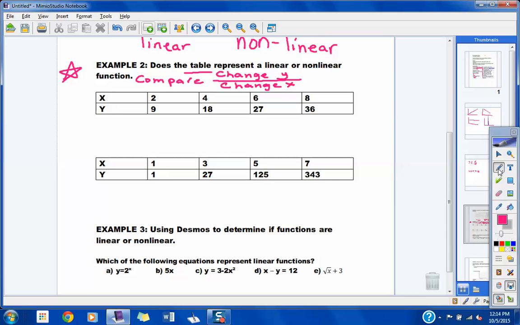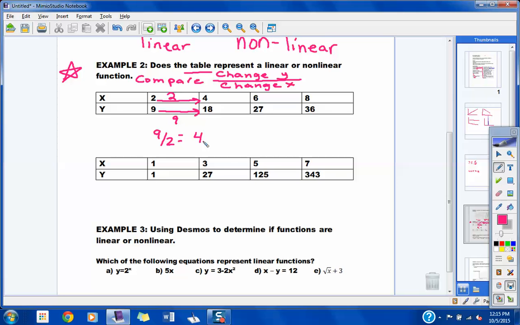If I start at 9 and go up to 18, what's the change in y right there? How much do you move up from 9 to 18? 9 units. And then how far from 2 up to 4? 2. So what I want you guys to do is take 9 divided by 2 and tell me what you get as a value. So 9 divided by 2 is 4.5.